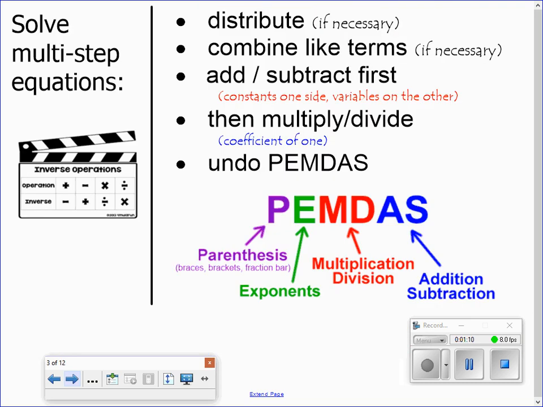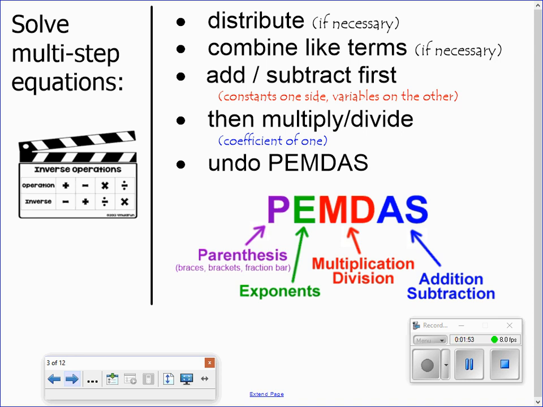Okay, our steps for solving multi-step equations are as follows. You're going to first distribute if necessary. So if there's a distribution that needs to take place, you do that first. Then you can combine like terms. Again, this is if necessary. So if you end up with like terms, then combine them, and then you can begin the process of solving the equation. So you would add or subtract first. You're moving all of your constants to one side. You're going to move all of your variables to the other side, and then you're going to begin to multiply or divide so that the coefficient in front of the variable that you're looking for becomes 1.